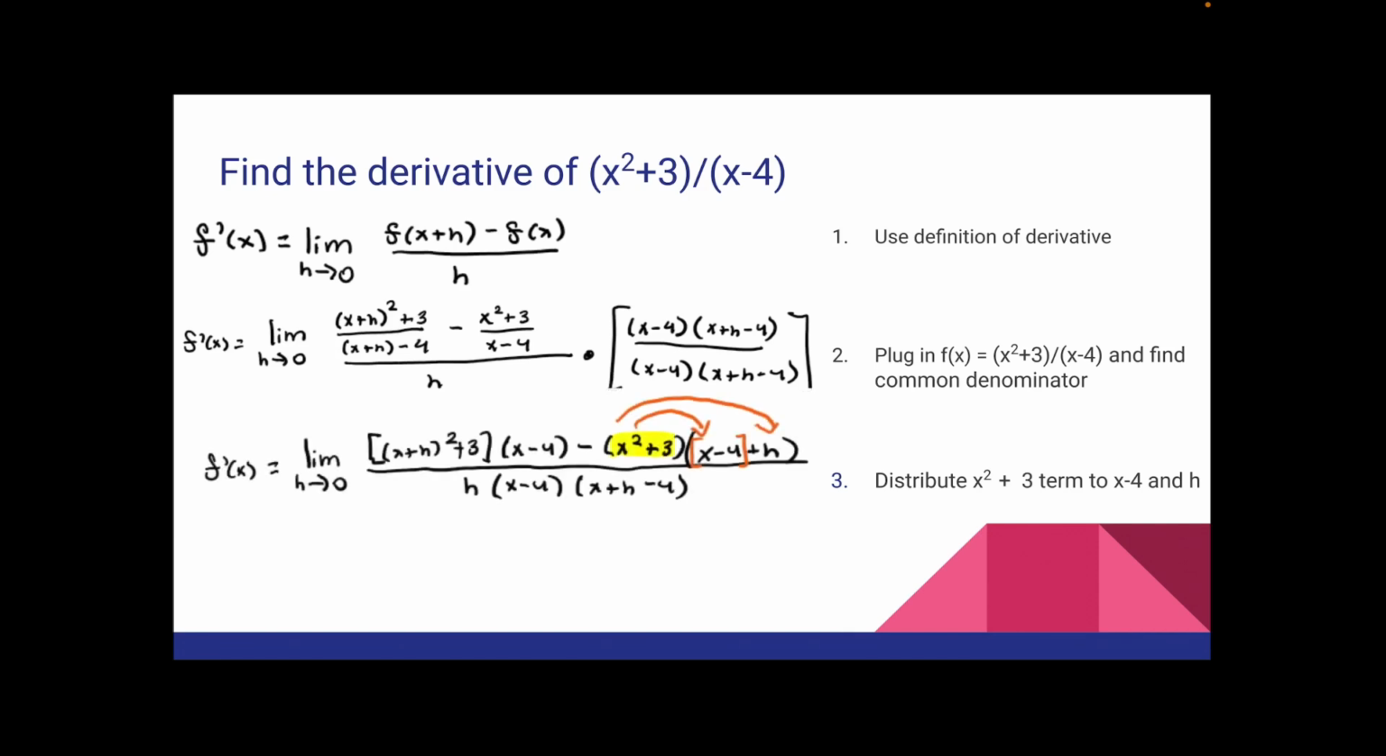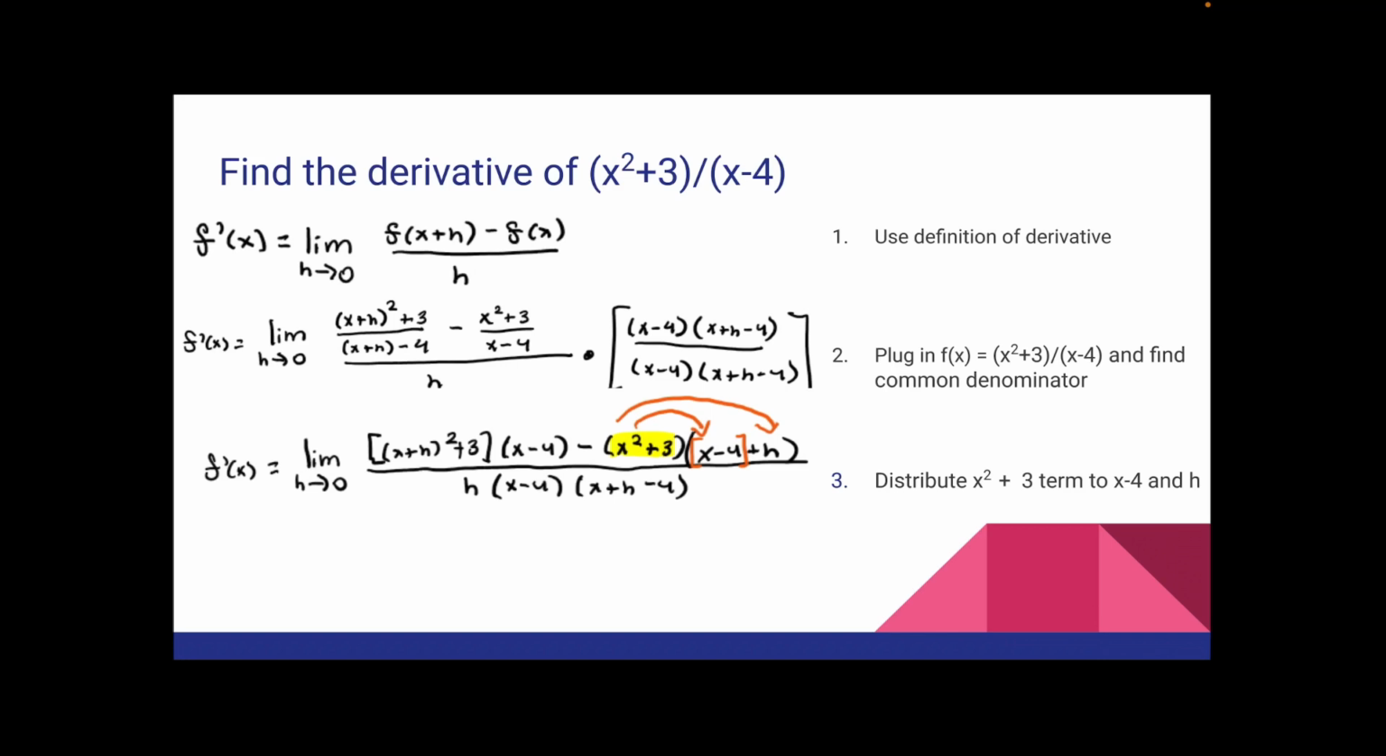From there, we have x plus h squared plus 3 times x minus 4, minus x squared plus 3 times x minus 4 plus h. If you want, you could FOIL out all the terms completely. However, that would require a lot of work dealing with trinomials and binomials and just dealing with a lot of terms. If you look at the orange brackets, I'm instead just going to treat x minus 4 as a single term, and I'm going to distribute the x squared plus 3 term to just x minus 4 and h.